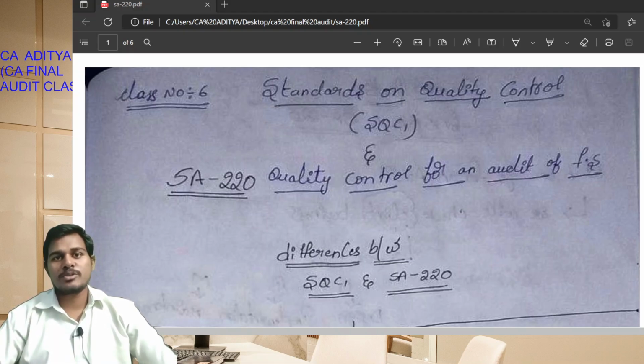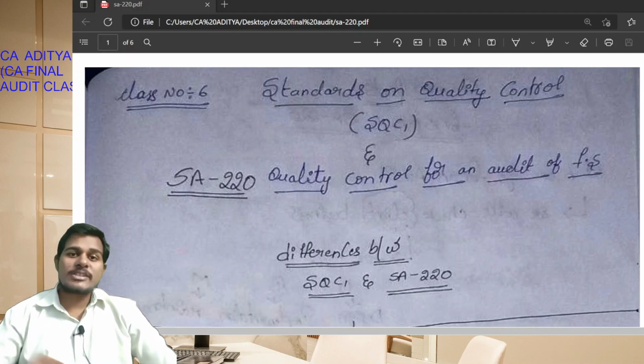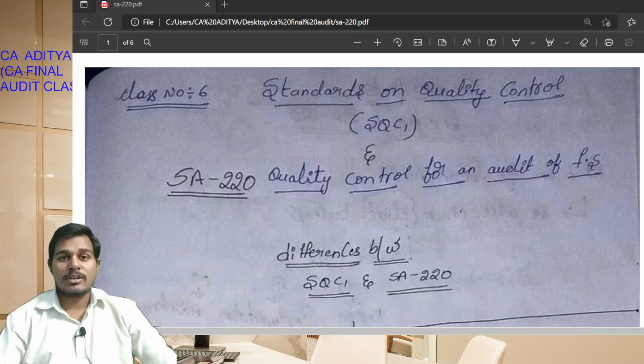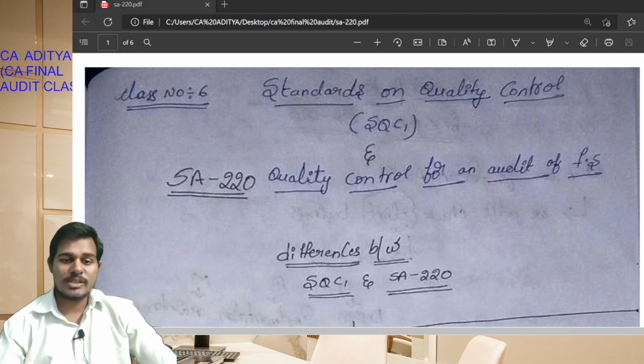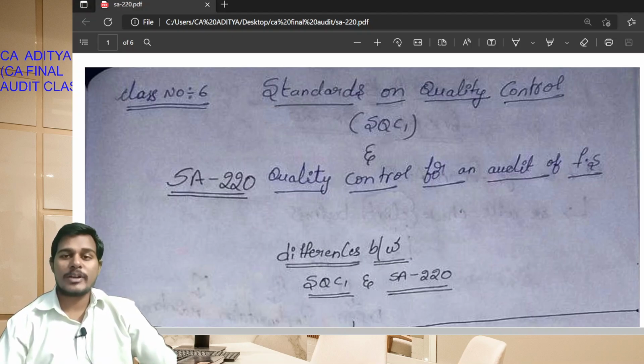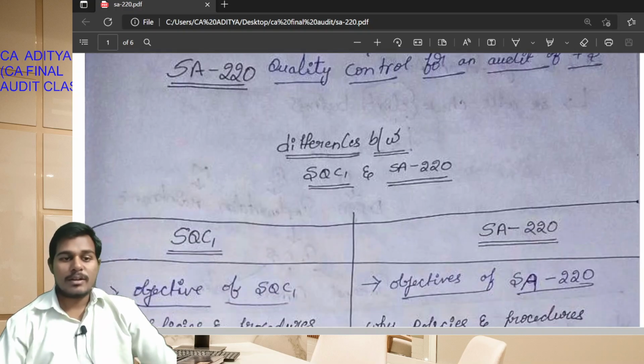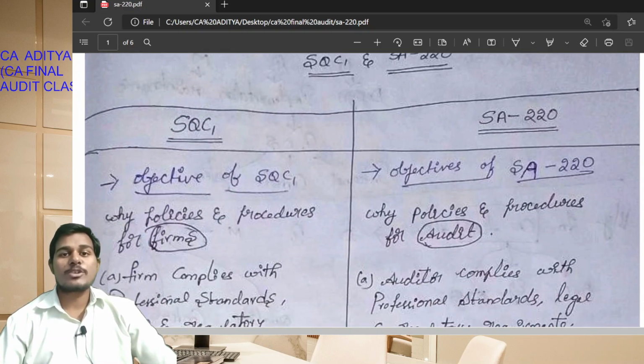Okay students, let's come to the lecture topic. Today we are going to discuss SQC 1, Standards on Quality Control, and SA 220, Quality Control for Audit of Financial Statements. Before starting this lecture, we should know the difference between SQC 1 and SA 220. So let's see them.